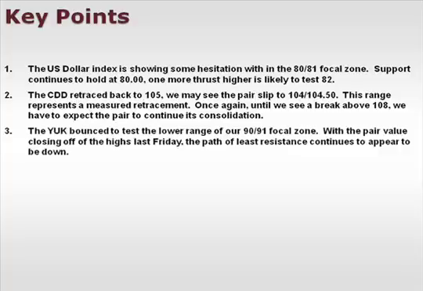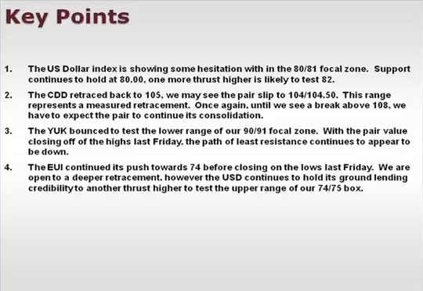The YUK bounced to test the lower range of our 90-91 focal zone, with the pair value closing off of the highs last Friday. The path of least resistance continues to appear to the downside. The EUI continued its push towards 74 before closing on the lows last Friday. We are open to a deeper retracement. However, the US dollar continues to hold its ground, lending credibility to another thrust higher to test the upper range of our 74-75 box.